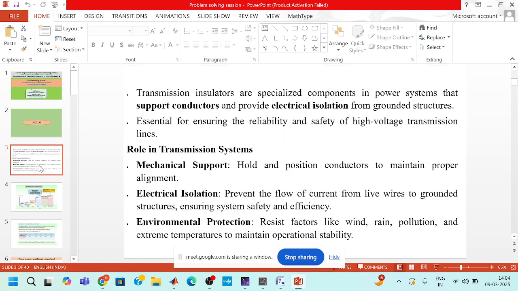Basically, transmission insulators are specialized components in power systems that support conductors and provide electrical isolation, as you all know. But the main role in transmission systems is that they provide mechanical support and also electrical isolation, and they give environmental protection, like resisting factors such as wind, rain, pollution, and extreme temperatures to maintain operational stability.